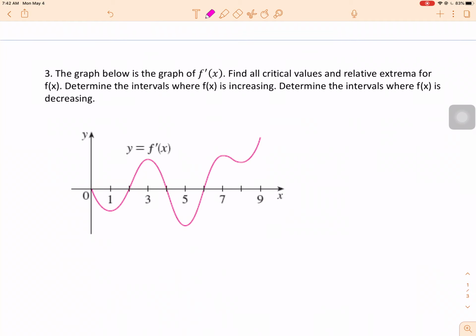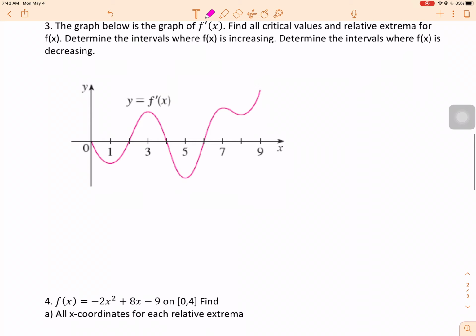Here we go. The graph below is the graph of f prime of x. Find all critical values and relative extrema for f of x and determine the intervals where it's increasing. It doesn't say decreasing, so just increasing. And determine the intervals where f of x is decreasing. Oh, there you go. Okay, so again, this is the graph of the derivative. So when we're talking about the graph of the derivative, everything above 0 means when you plug in a number into the derivative, you get a positive number. And down here you get a negative number.